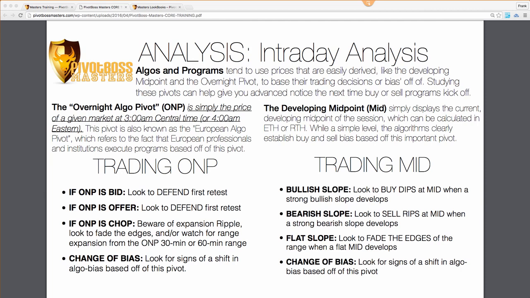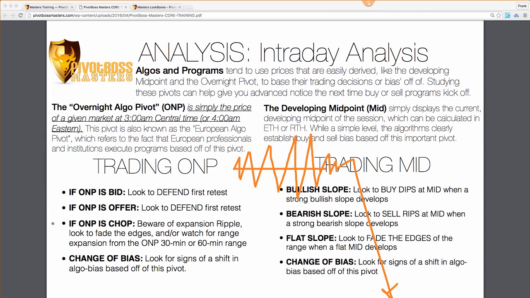If the overnight pivot is chopped, so if price opens around the overnight pivot and then price just goes up and then quickly back below it and then quickly back above it, then beware, because you could be witnessing the development of an expansion ripple. And that's the algo ripple effect that we talked about before, where price will gyrate up and down around the pivot. So if you have a pivot right here, the algo ripple effect says that price goes up a little, then down a little, then up a little to run the stops, then down a little to run the stops, and up a little, then down a little, right? And you keep doing this until you see some sort of move that comes from it.